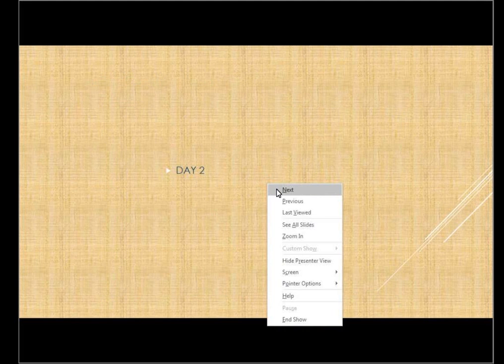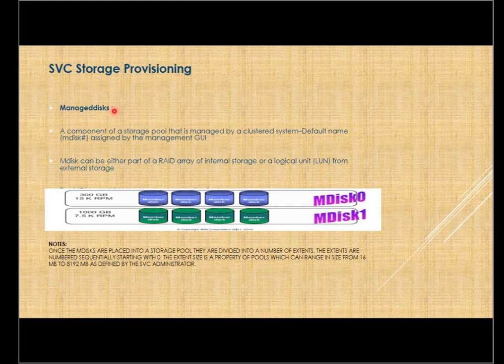So let's go to the further slides, and I think here we are going to start with SVC storage provisioning. And in SVC storage provisioning, we are going to discuss managed disks. Yesterday we just touched some basics on managed disks. When we talk about managed disks, we are talking about the LUNs that are assigned from external storage subsystems to the SVC. So when we create LUNs or volumes from the external storage subsystem and we discover those LUNs at the SVC end, they get converted into MDisks. We start calling them MDisks, okay, in case of external storage subsystems.